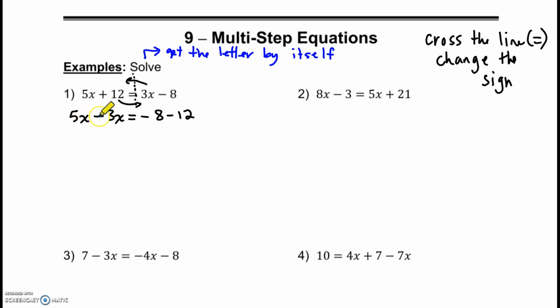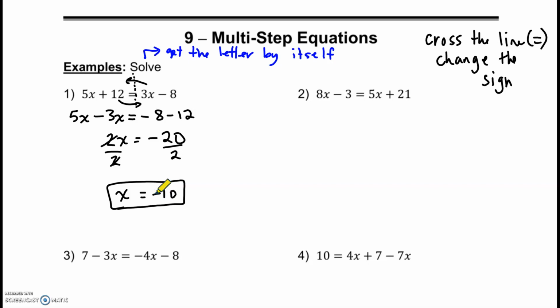Now we have to evaluate on the left. 5 minus 3 is 2x. Evaluate on the right. Negative 8 minus 12 is negative 20. And we're down to that last step that we practiced in lesson 8, where how do I get rid of a times 2? I do the opposite, divide 2. Whatever you do to one side, do to the other. So 2 goes into 2 once, I'm left with x, and we divide on the right. Negative 20 divided by 2 is a negative 10.